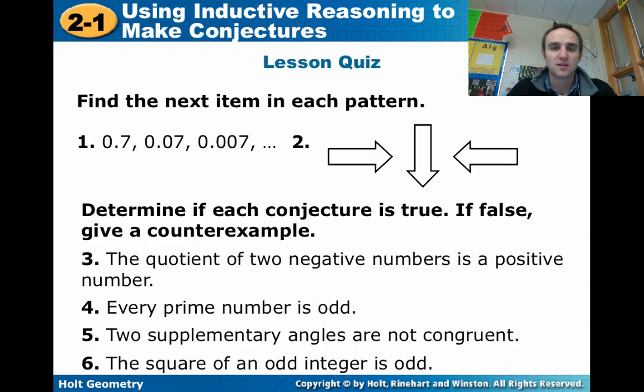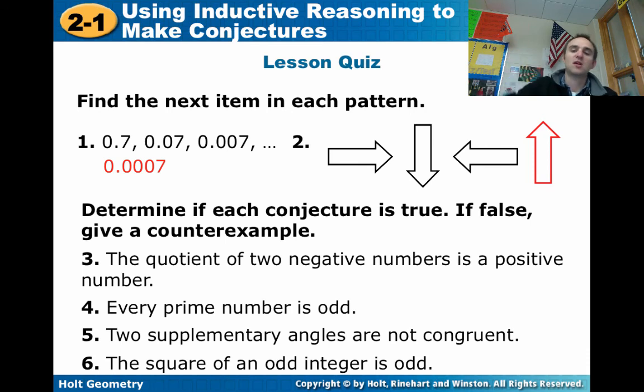Okay, here's your quiz. Pause it, try it, come on back, see if you got the right thing. Alright, so for number 1, we've got 3 zeros on the inside there. For number 2, we've got an arrow pointing straight up. We are rotating that clockwise 90 degrees every time. For 3, that is true. The quotient of two negative numbers is a positive number. Negative divided by negative is always a positive.